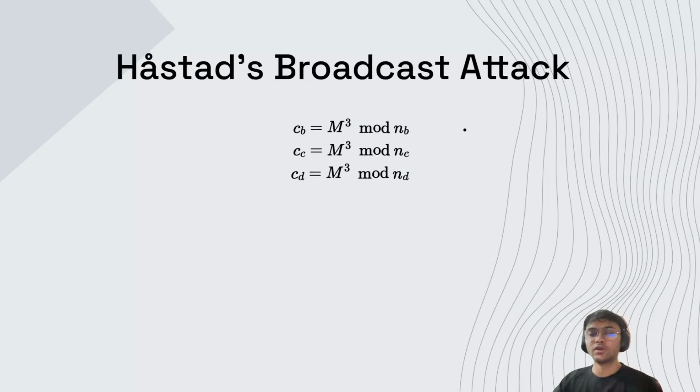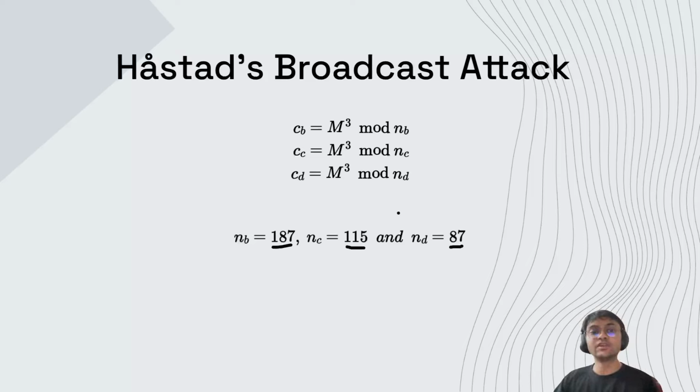Now, we'll take sample numbers for our example. We'll say the public modulus that was used for the computation of the ciphertext sent to Bob was 187. The one used for Carol was 115, and the one used for Dave was 87.